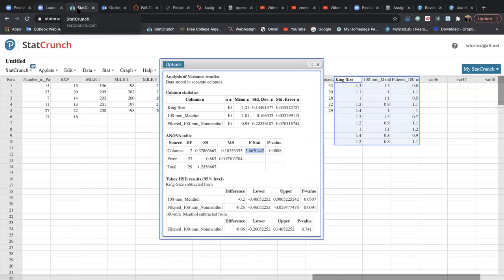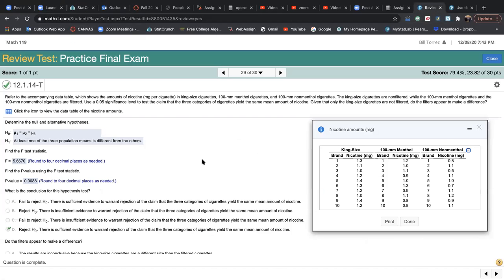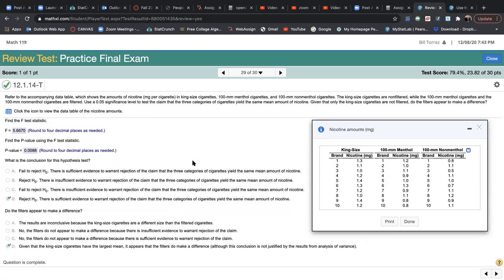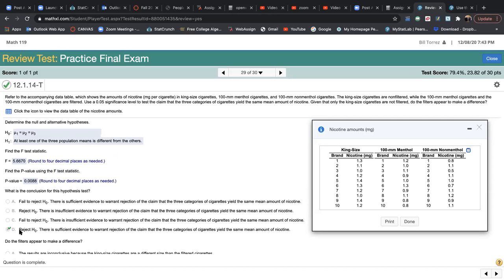Now I think we're pretty good to go here. Okay, so in StatCrunch we calculated both the F-stat and its p-value, and the p-value is low, H-naught is a no-go. Okay, so we reject H-naught, that's a D here, and the correct wording is, there is sufficient evidence to warrant rejection of the claim that the 3 categories of cigarettes yield the same amount of nicotine.